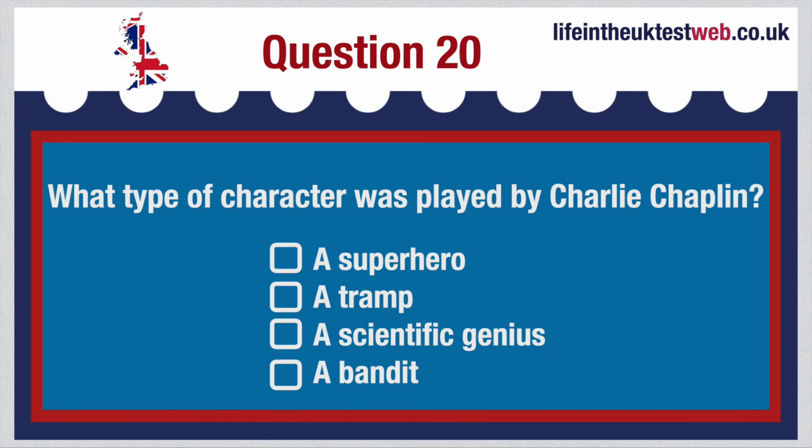What type of character was played by Charlie Chaplin? A superhero, a tramp, a scientific genius, or a bandit? The correct answer is Sir Charles Chaplin became famous in silent movies for his tramp character and was one of many British actors to make a career in Hollywood.